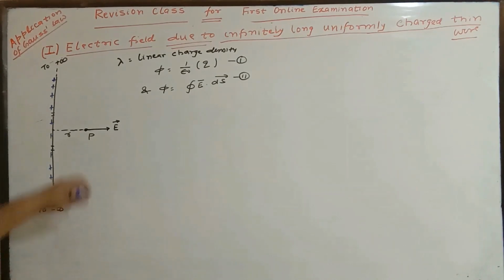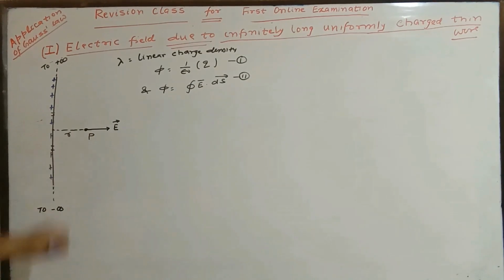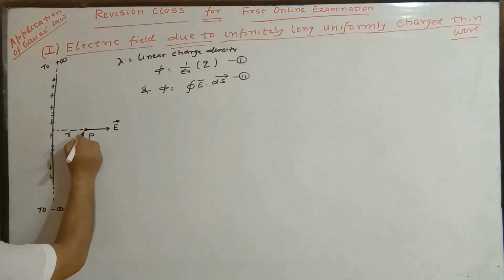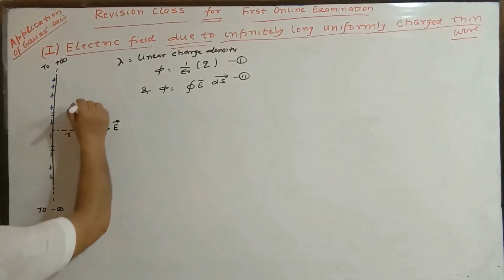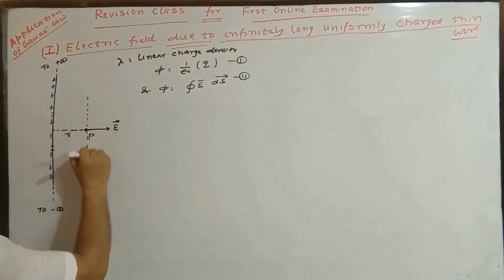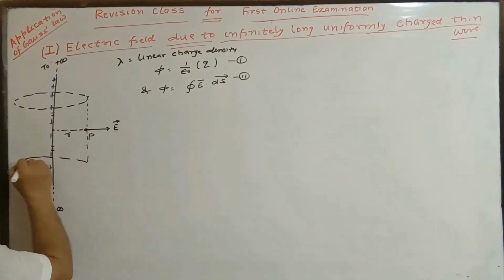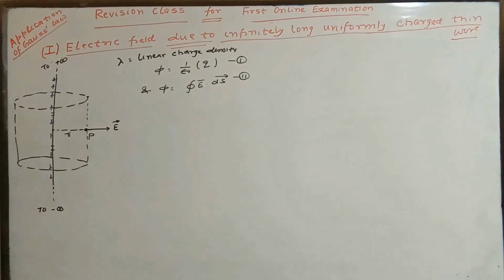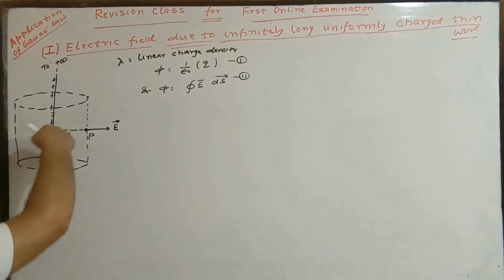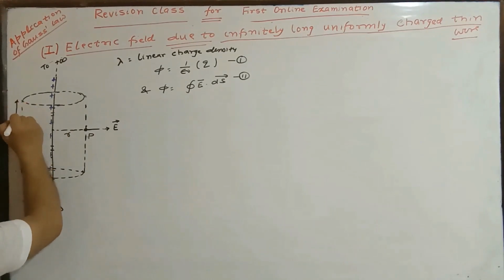So here, what we have to do is find out the electric field. We are going to form a Gaussian cylinder at the surface of which this point P will lie. We form a Gaussian cylinder enclosing this wire such that the wire is at the axis of the cylinder, and this cylinder has radius r and length L.